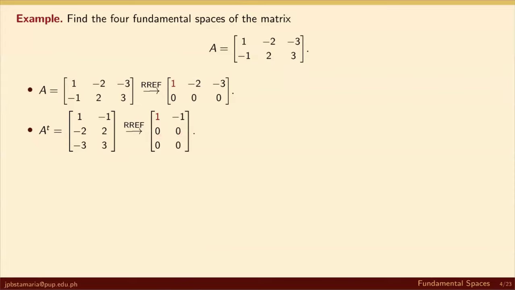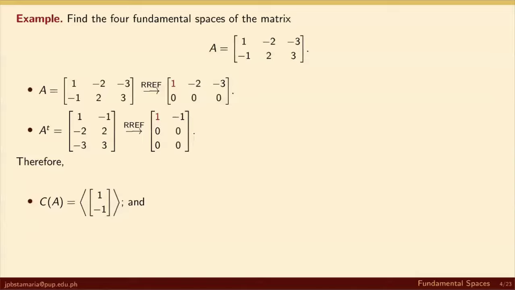So what does this mean? For the column space of A, this pivot indicates that only the first column will serve as a basis for the column space. So in other words, if you take this column that will serve as a basis, the other two columns are just redundant. So the column space of A is one dimensional, so we can say that A has a column rank of 1.